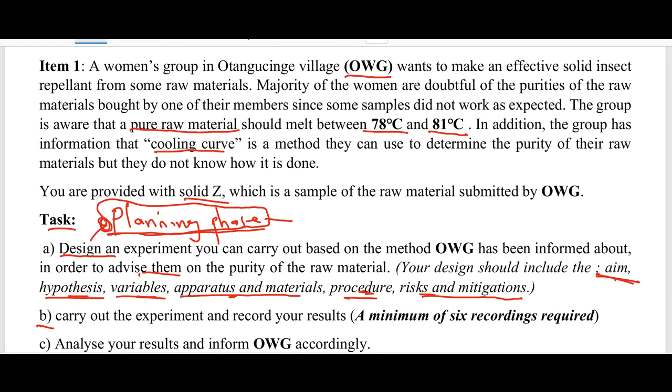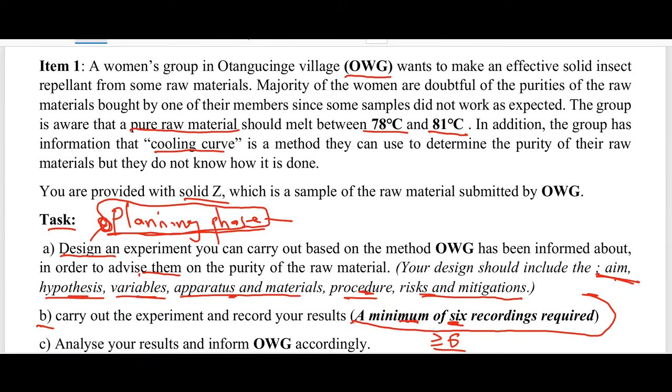Then part B, carry out the experiment and record your results. In brackets they have put a minimum of 6 recordings required, meaning the least number of recordings should be 6. So in simple terms, it is greater than or equal to 6 recordings. You can do 6 or more than 6, but not less than 6 recordings. Then finally, part C, they said, analyze your results and inform OWG accordingly.